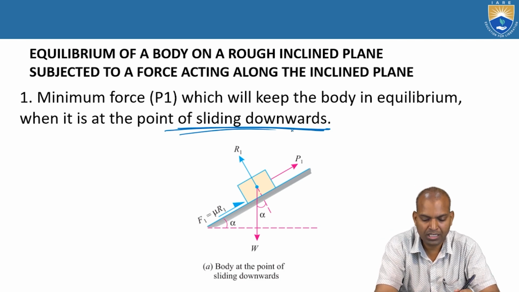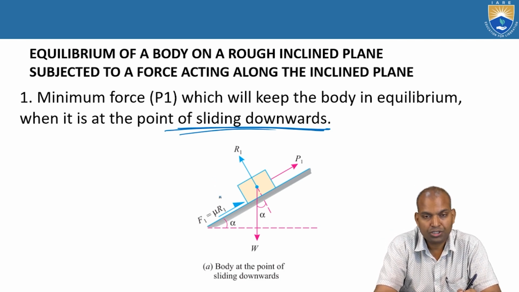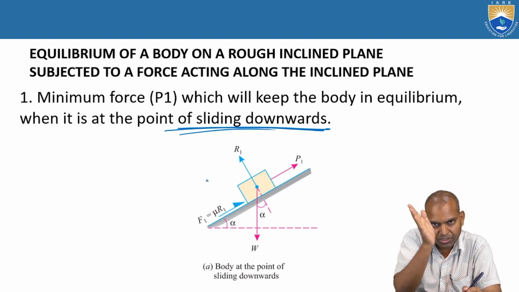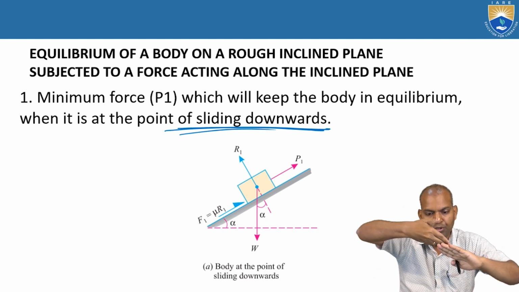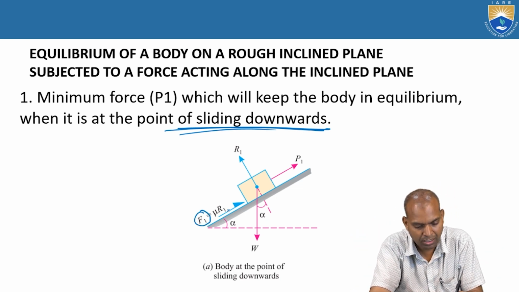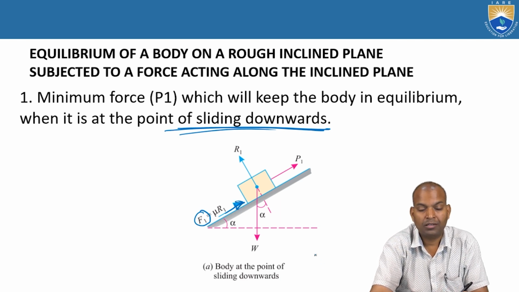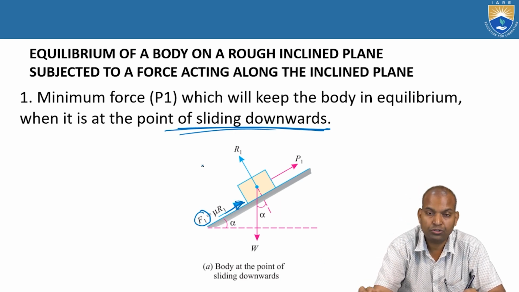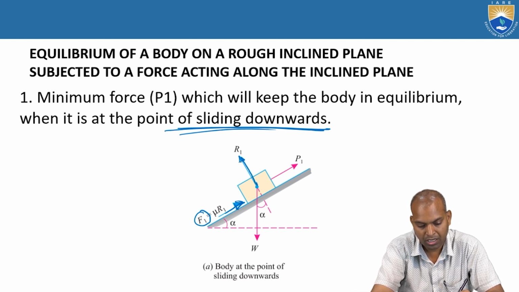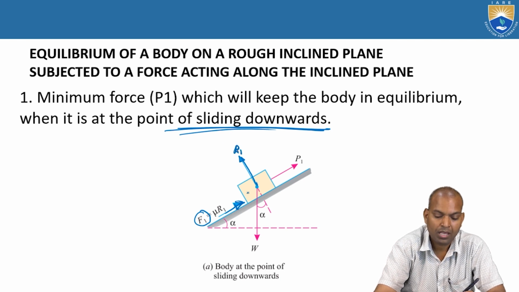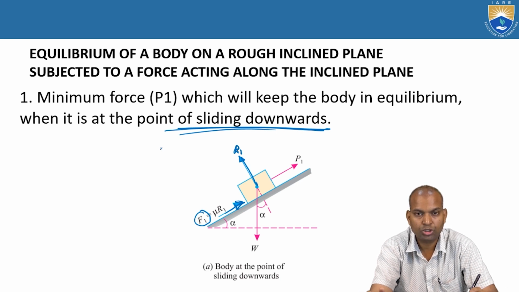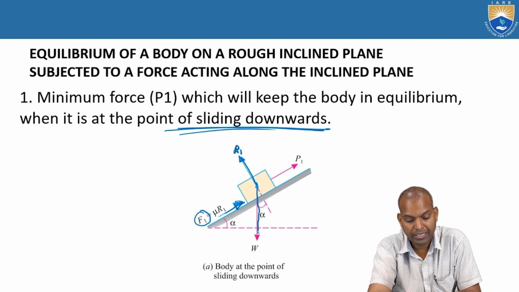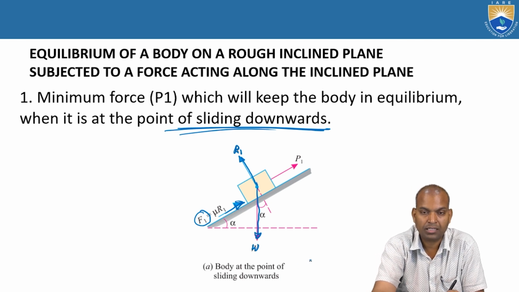Under this case, when the body is sliding downwards, what is the direction of the friction force? It acts opposite to the direction of sliding, so F1 is acting upwards. The normal reaction is always normal to the surface, normal to the inclined plane. Here R1 is the normal reaction. And weight always acts vertically downwards, passing through the center of gravity of the body. Now the weight W is acting downwards.